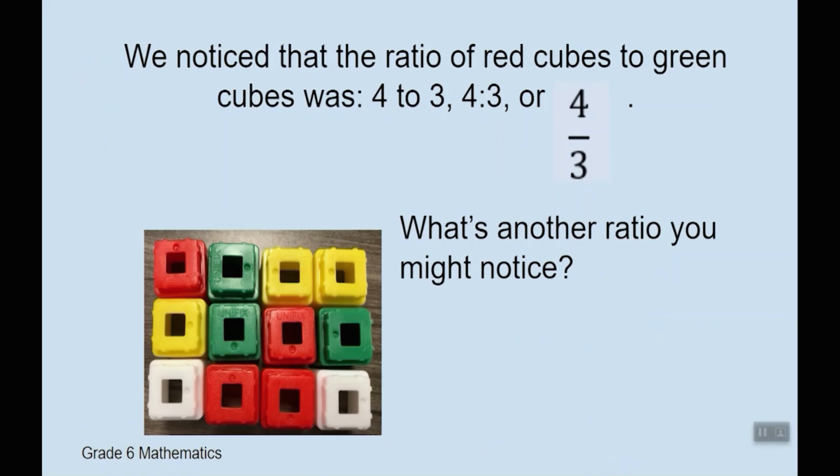You might have noticed that there are 2 white cubes to 3 yellow cubes. That ratio can be written as 2:3. I'm sure you noticed some other ratios as well. Now we're going to look at some ratios in real life.